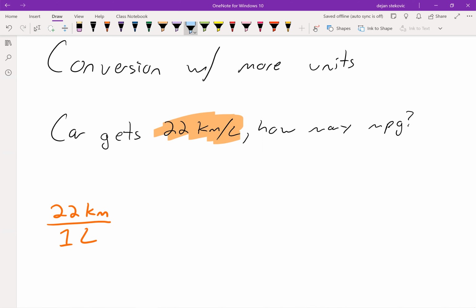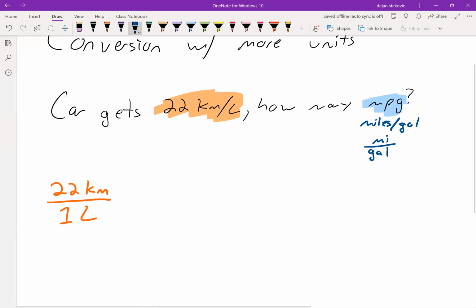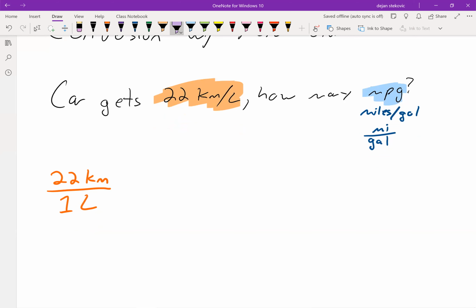And then we think about what we want to end up with. MPG is miles per gallon. So what we want to end up with is miles per gallon. And that would be equal to miles over gallons, right? So we want the numerator to be miles and the denominator to be gallons. And we're going to do conversions until we get there.